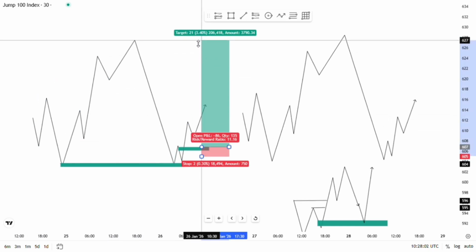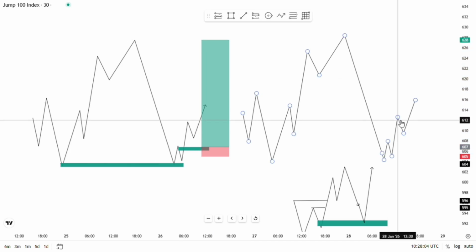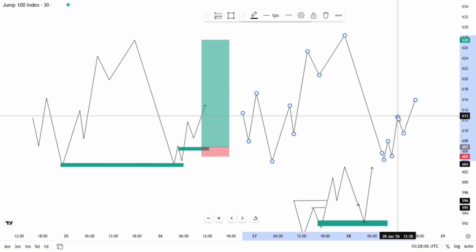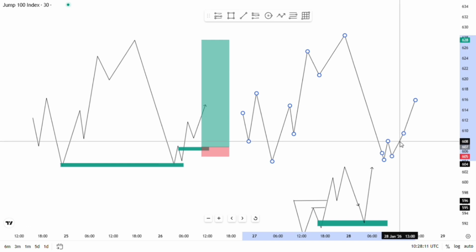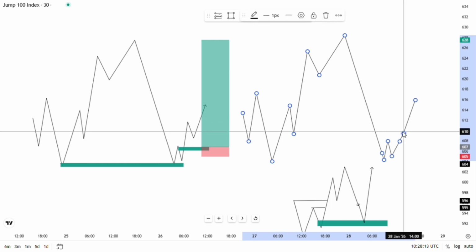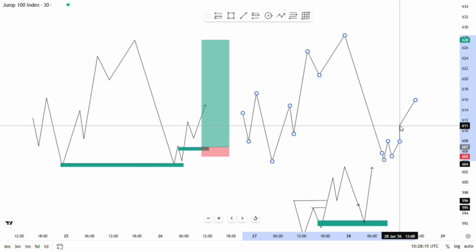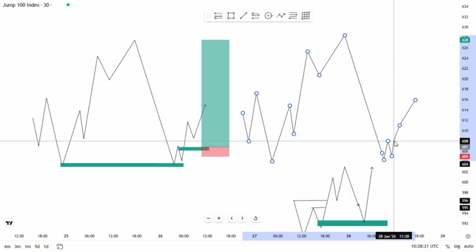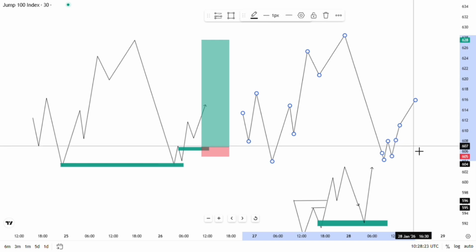So the second one is that it's not a must that the thing gives you an inducement, because sometimes you might not see any inducement there. Most confirmation entries do not come with inducement.